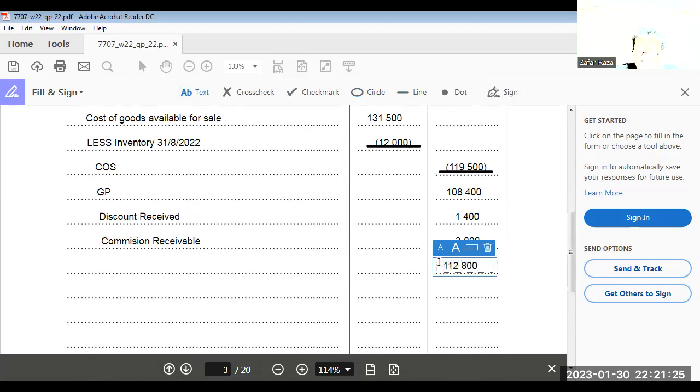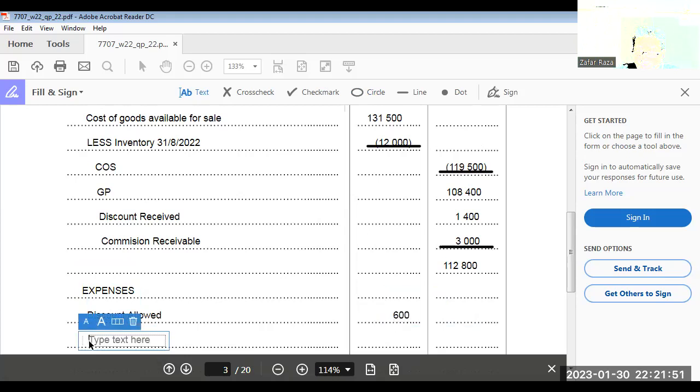So altogether, our gross profit has increased due to these two items, and the amount would be 112,800. Now heading expenses. There's a list of expenses. The first expense is discount allowed. It's very clearly given, 600. So there is no calculation in that.